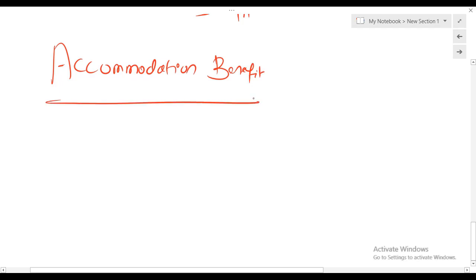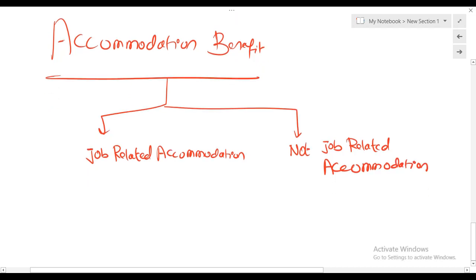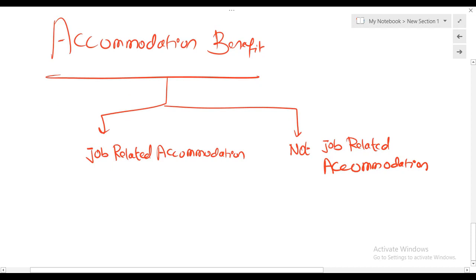When an employee is given rent-free accommodation, there are two types of accommodation. One is job-related accommodation, and another is not job-related accommodation. There are two types of accommodations. One is job-related accommodation, and another is not job-related accommodation.